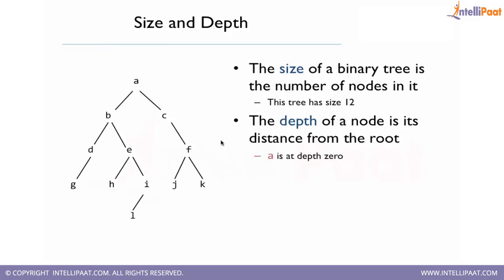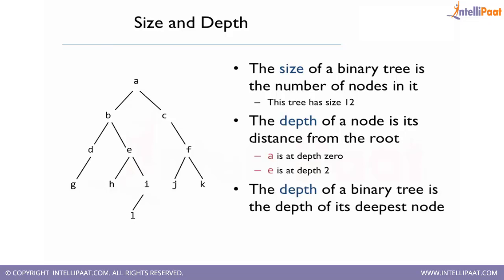The depth of a node is its distance from the root. A is at depth 0, because A is the root, so the distance from root to root is 0. B is at distance 1. C is also at distance 1. E is at distance 2. H is at distance 3. So E is at depth 2: 0, 1, 2. Also you can say it is the number of hops that you need to do while reaching a particular node from A or the root. If you want to reach E, how many hops do you have to do? 1 and 2. So 2 hops. So the number of hops equals the depth of a particular node.